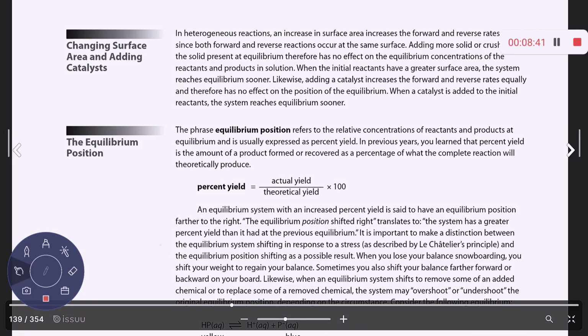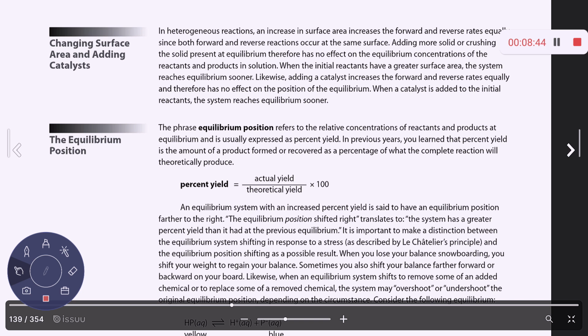If you're at equilibrium, there is no point in trying to increase the surface area of a solid or add a catalyst. That's going to increase the forward and the reverse rates by the same amount, and you will observe nothing. But initially, if the initial reactants have a greater surface area, you will reach equilibrium sooner. So do add a powdered solid. Same thing with a catalyst. If a catalyst is added to the initial reactants, you will hit equilibrium sooner.